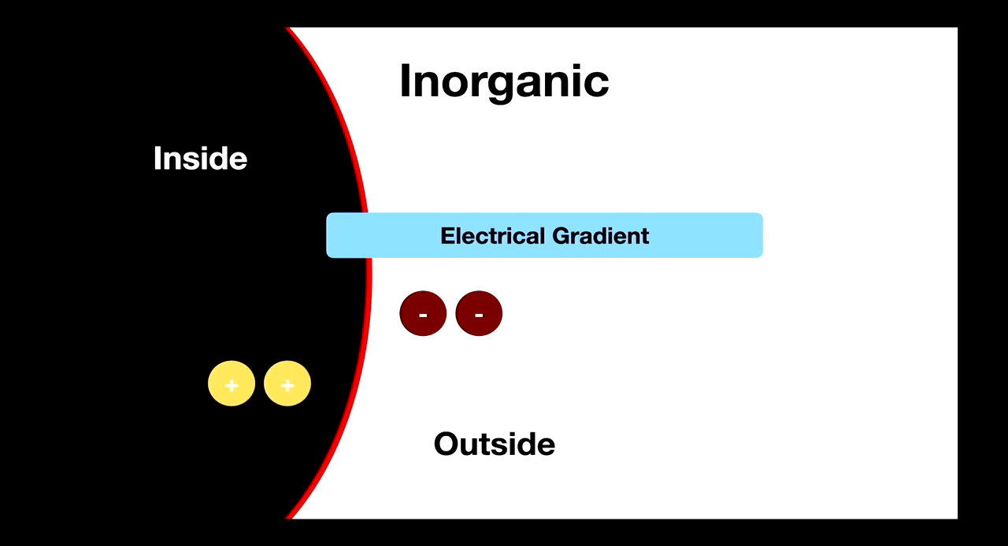We would have an overly positive charge on the inside and an overly negative charge on the outside. The electrical gradient, very similar to the concentration gradient, would dictate that these would equalize. So, in the inorganic world, the inside and outside are constantly trying to equalize so that there are equal gradients, equal electrical charges across barriers. That's just a principle of our world.